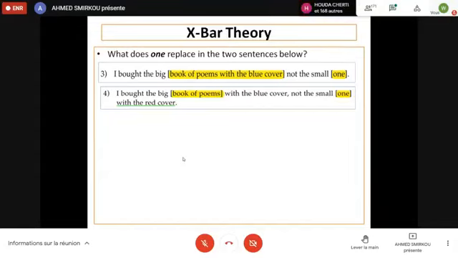Yes. How? Because this group of words can be replaced by one word. What is it? Give me the example. I bought the big book of poems with the blue cover, not the small one. Or you may change that, the small, because the small excludes the big. We need the big book of poems with the blue cover, because it forms a constituent. You just need to prove it.